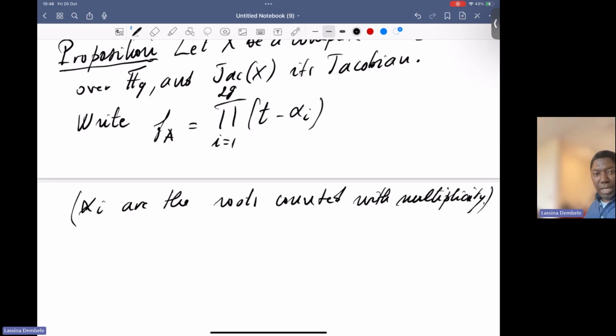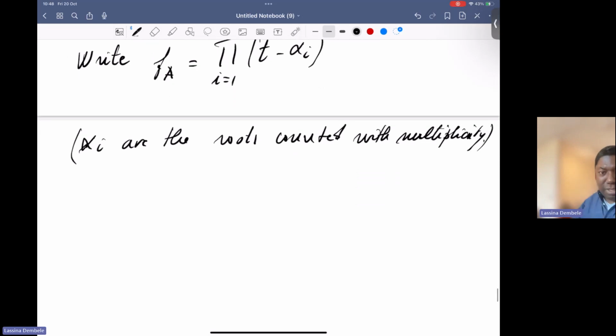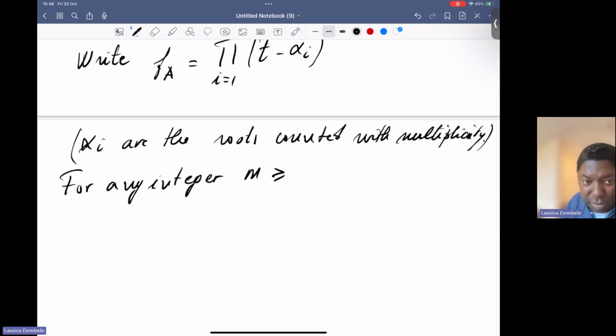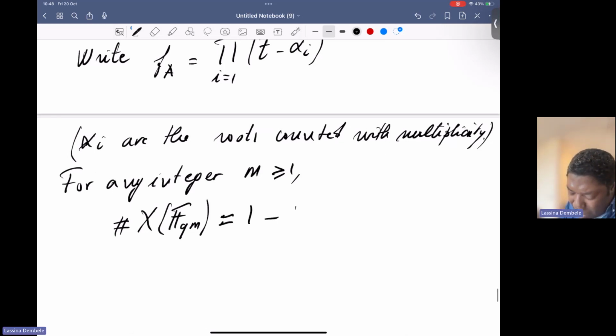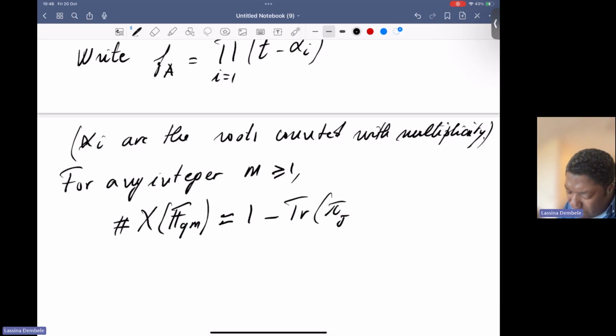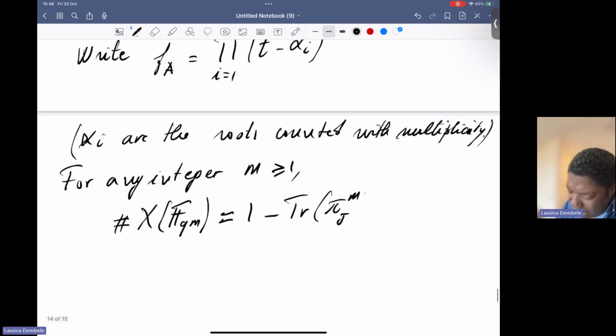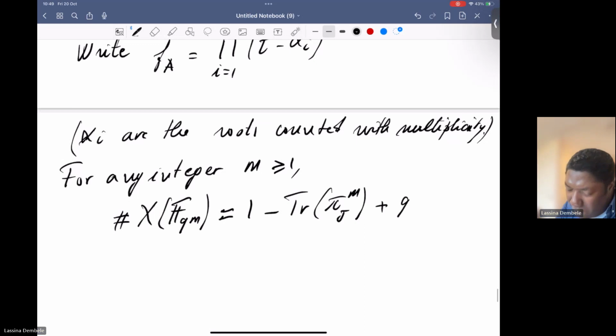Okay. And the theorem says the following, or the proposition says, for any integer m greater or equal than 1, if I want the number of points on the curve X, those points that are defined over the mth extension of F_q of degree m, all I have to do is to take 1 minus the trace of Frobenius to the m power, acting on our Abelian variety, plus q to the m.